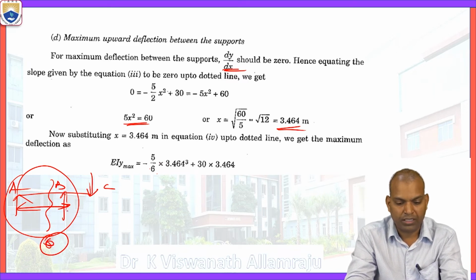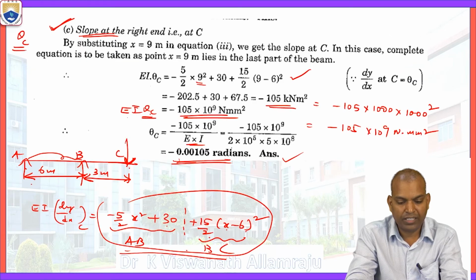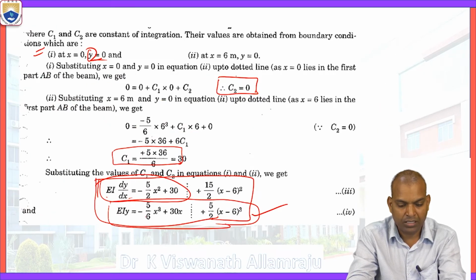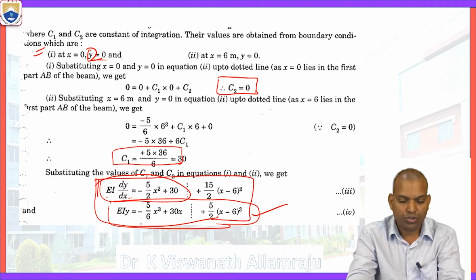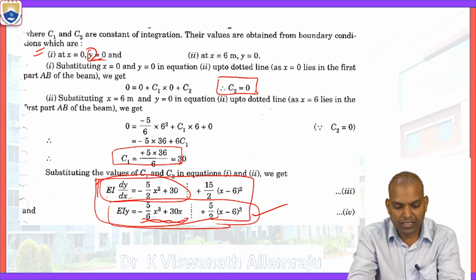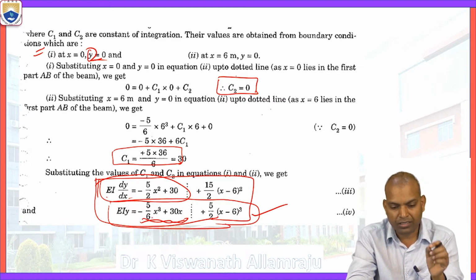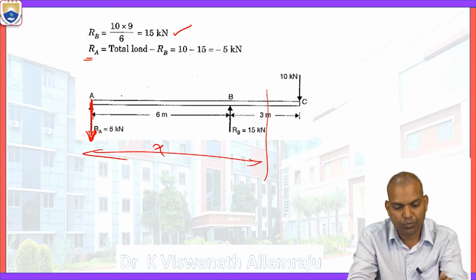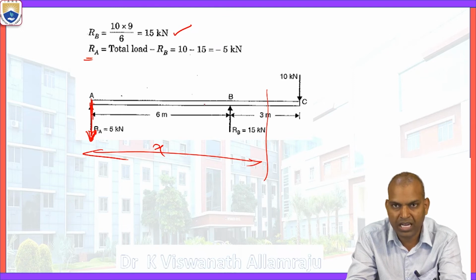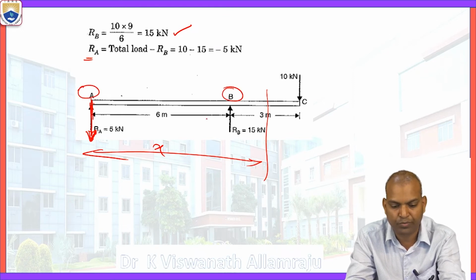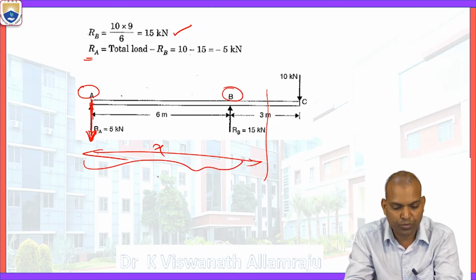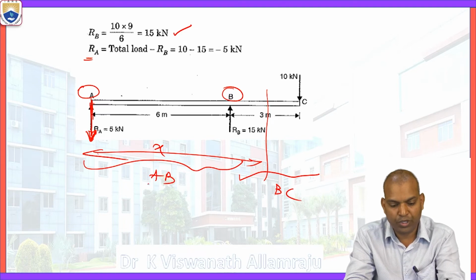First portion. That's why here the deflection equation is minus 5 by 6 x cube plus 30 times x. So here, in this first portion, we have to substitute the x value, because that x value comes under the portion A to B, between the two supports. So the first portion equation is AB related, the second portion is BC related.